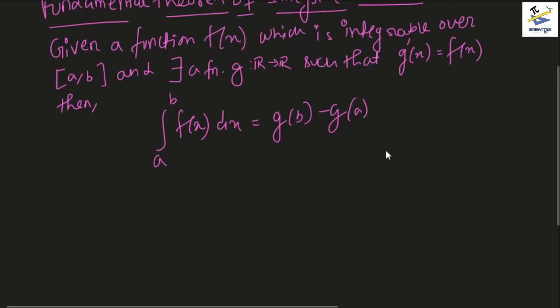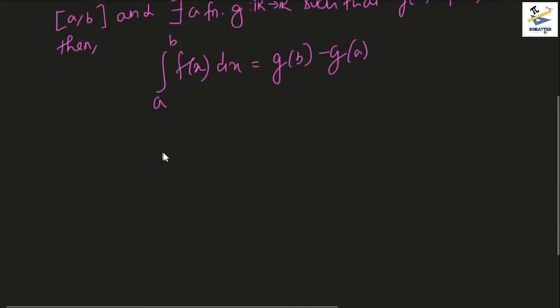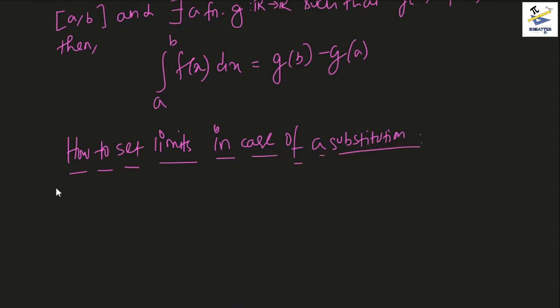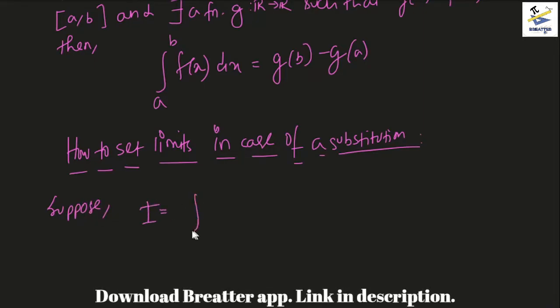So to make that work, we also need to know how to set limits in case of a substitution. And by substitution I mean the method of substitution, where we usually substitute for one variable. So let us take an example. Suppose I is equal to the integral from 2 to 3 of 2x by 1 plus x square dx.